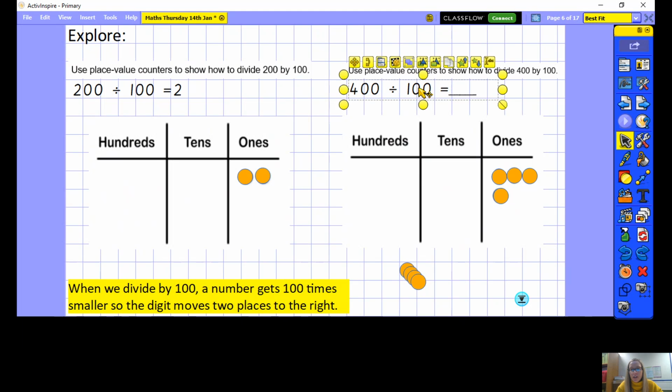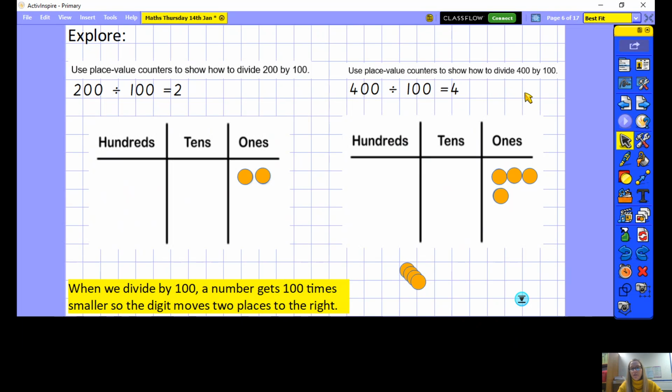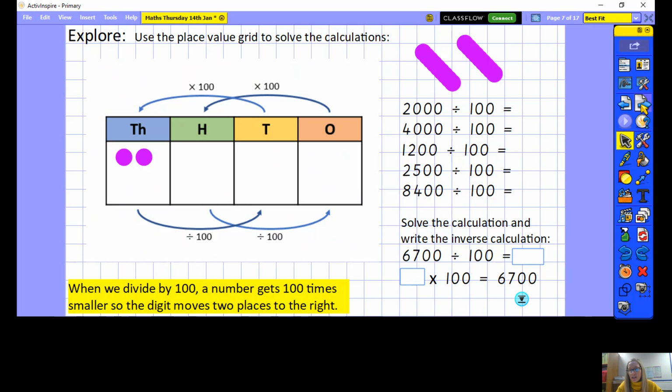So 400 divided by 100, I've now got 4 ones, so my answer is 4. Okay, so let's look at some 4-digit numbers dividing by 100. The first question here is 2000 divided by 100 equals. I've represented the number 2000 in my thousands column. So 2000 divided by 100, and I'm going to move my 2000s across 2 spaces to the right.